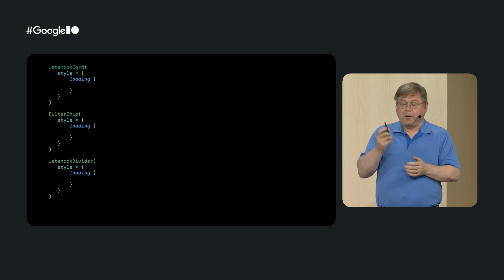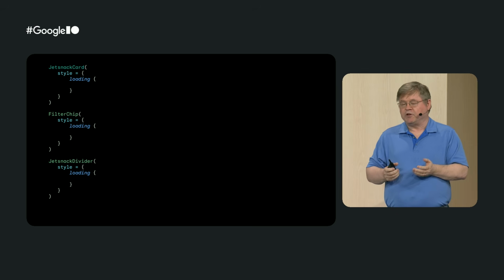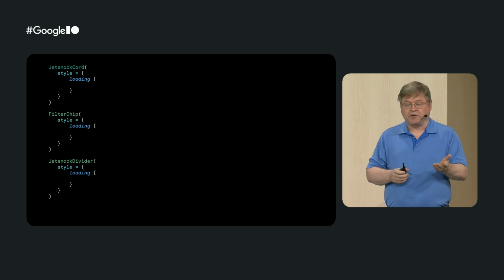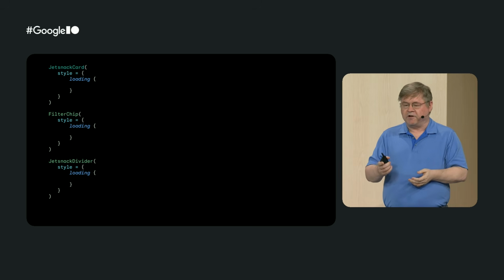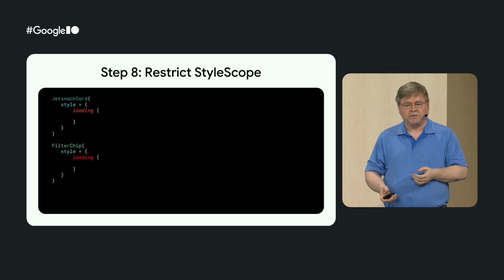Anyway, by extending the style state to add loading, now any component that uses style can also use the loading state. For example, this can be used in the Jetsnack card or the filter chip. Now, this is fine for states that are common across many components, but clutters the scope with a bunch of style state functions that may not apply to a particular component. For example, neither the Jetsnack card or the filter chip update the loading state. The loading and loading error state functions should only be available when the loading state is applicable.